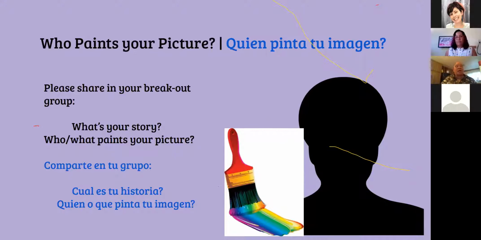And so I would ask you in this moment, what situations have painted pictures for you? And when I say pictures, I mean pictures that gave you colors that weren't authentic to you. Maybe people misunderstood what was going on with your family. Maybe you weren't able to communicate in a way that was meaningful for you or to get help for your kid. Who paints your picture? And so I want to open it up to the group.